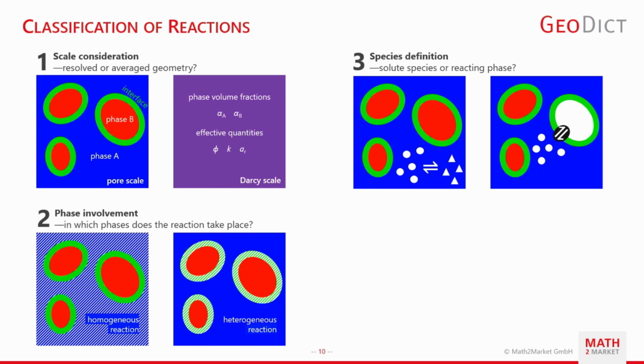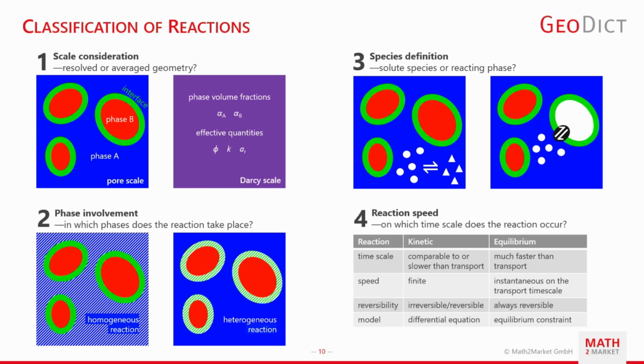So the modeling challenge here is that a species concentration does not have a volume, by the way, just as a remark. But a phase obviously has a volume. And for the reaction speed, if the reaction happens on the same time scale as the transport, then we label these reactions kinetic reactions, and those kinetic reactions can be either irreversible, which means they only go in one direction, or they are reversible, then they have a forward and a backward reaction, or the reactions are so fast that we assume chemical equilibrium. In this case, they're always reversible.